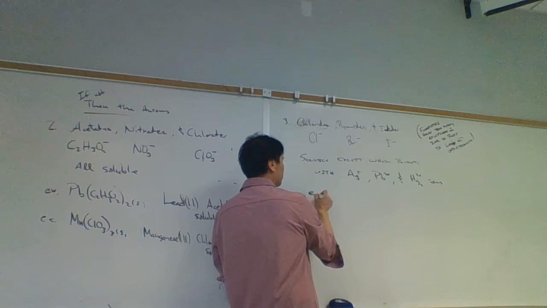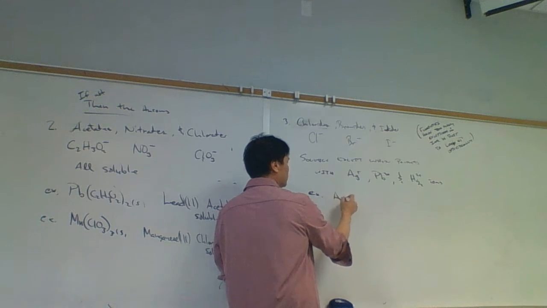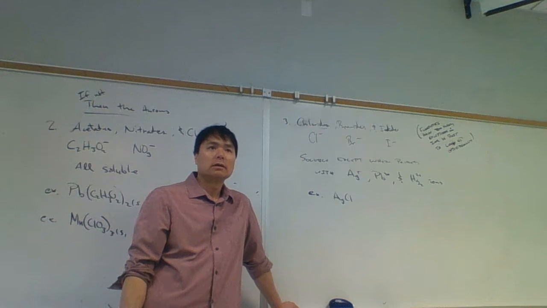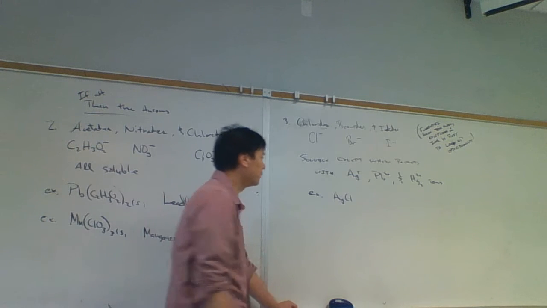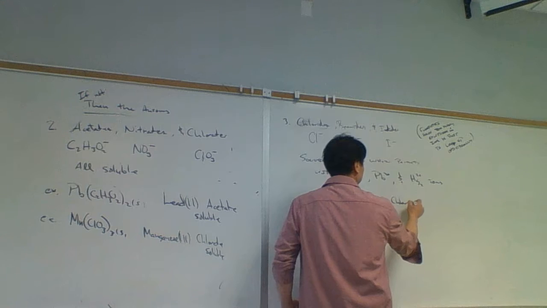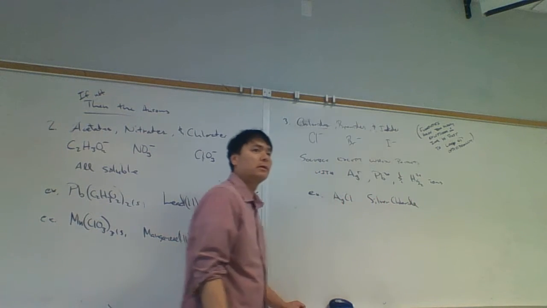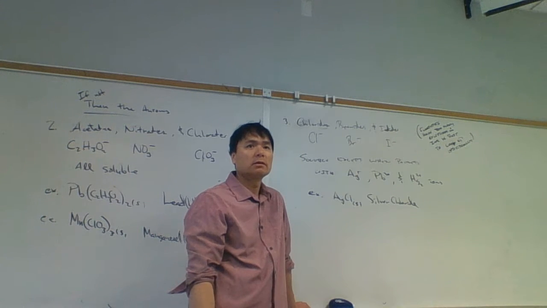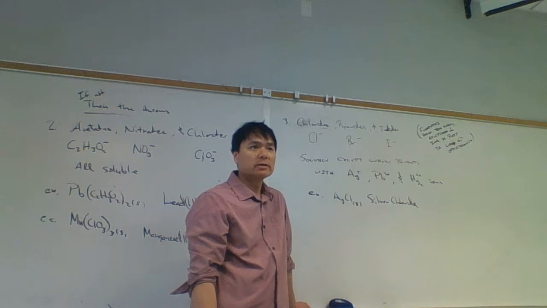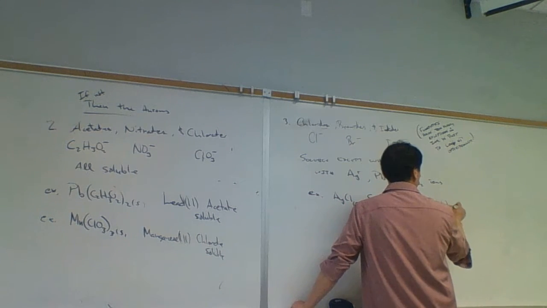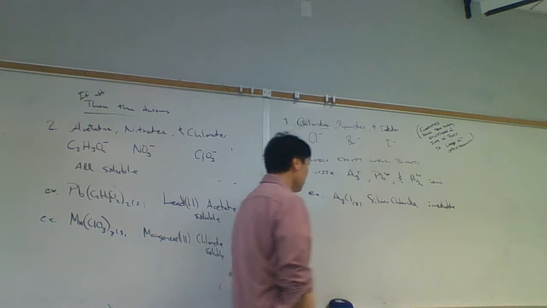And so an example would be this one, which we saw earlier. What's this called? Is that silver 1 chloride or just silver chloride? Just silver chloride. So this is silver chloride. This is a white solid. Is this white solid going to be soluble or insoluble? It's insoluble because it's one of the exceptions. And so we don't expect this white solid to really dissolve in water.